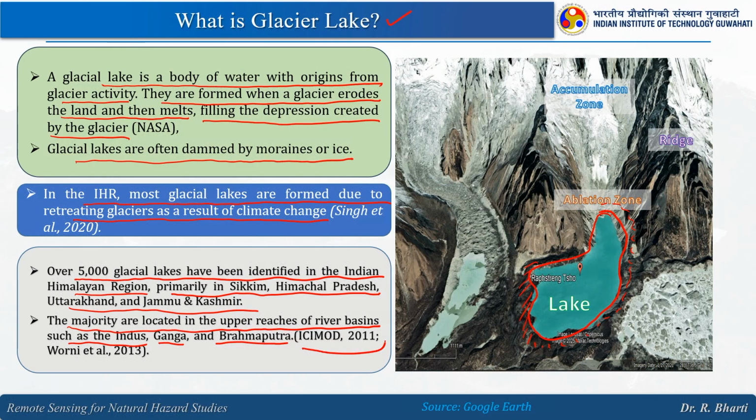This is from the ICIMOD report of 2011, and here you can see clearly we have marked the accumulation zone and these are the ridges, right, and this is where the melting is starting. So, this is what we are calling the ablation zone. This is the lake, right. I hope all the components are clear to you. Here also you can see the glaciers are coming and this is the snout, and then further we have the formation of glacial lakes, right.